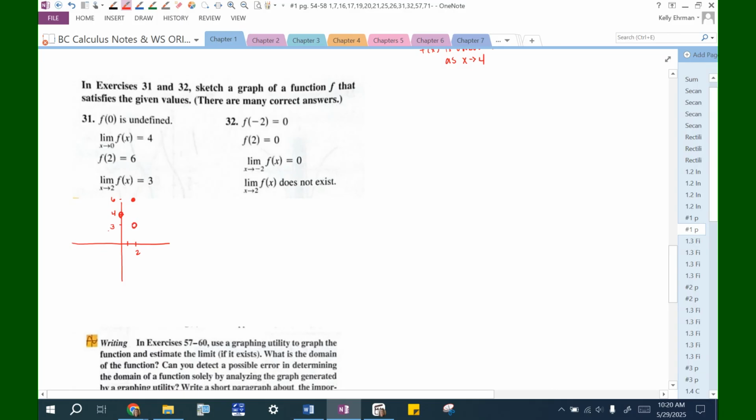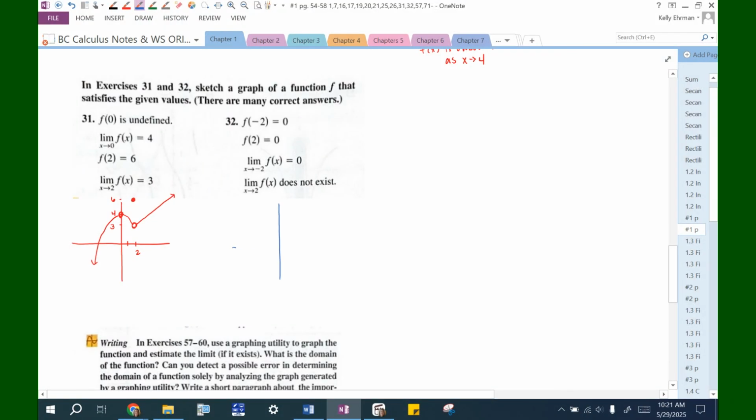And I'm going to say, okay, I've got some sort of a curve like this. I don't know if this is what I had in my original answer key or not. And then let's see, f of 0 is undefined. This limit exists. It's 4. This point exists here. Maybe I've got a line going that way. So the limit as I approach 2 is 3. However, f of 2 is 6. The limit as I approach 0 is 4. However, there's a hole there, so f of 0 is undefined. So I think that's a good example of a graph that could work here.